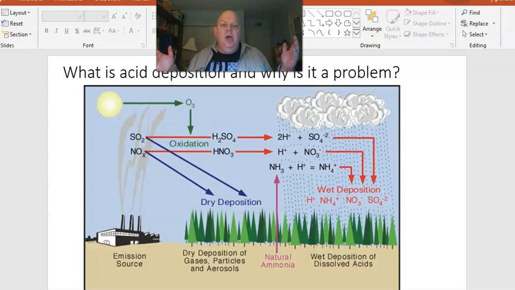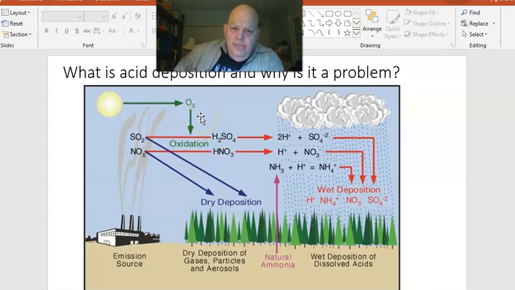So you've got it. What is acid deposition and why is it such a problem? Well, there's a couple of ways to look at acid deposition. There's SO2 and then the NOx. You also have O3 that comes in and plays its role in there. So there's a couple of things. This diagram really does a great job of explaining it.